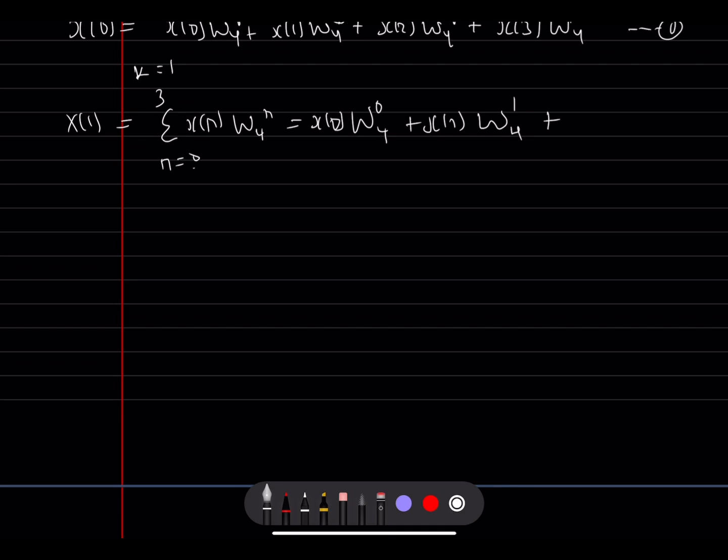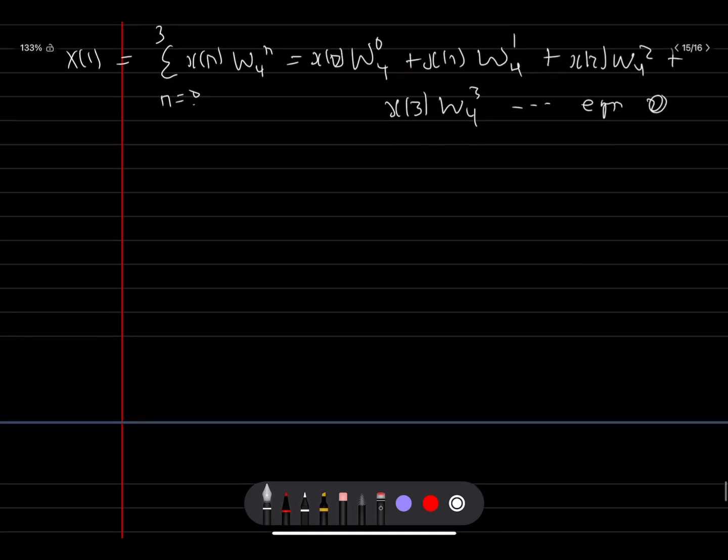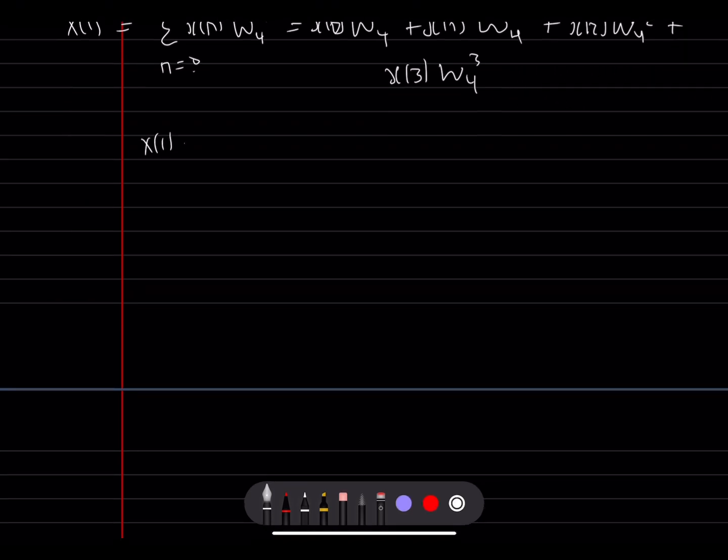Plus when n is equal to 2, since k is 1, we are going to get x of 2 multiplied by omega 4 to the power 2, plus x of 3 multiplied by omega 4 to the power 3, because k is 1 and n is 3. And this is going to be our equation 2. Let me simplify here: we write the equation as X of 1 equal to x of 0 omega 4 0 plus x of 1 omega 4 1 plus x of 2 omega 4 2 plus x of 3 omega 4 3. So this is our equation 2.